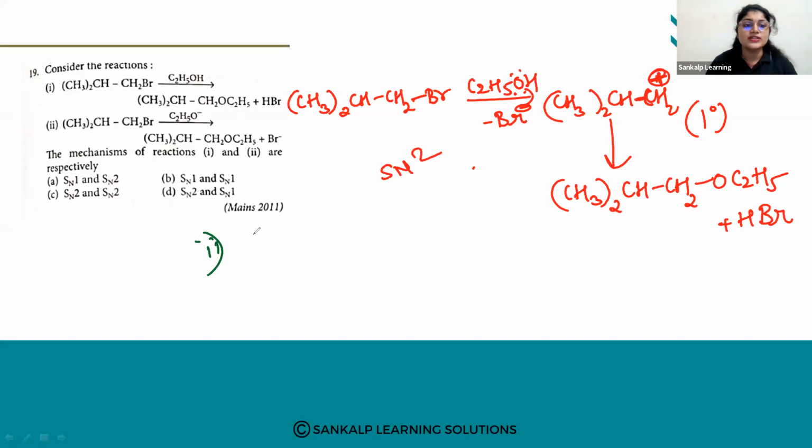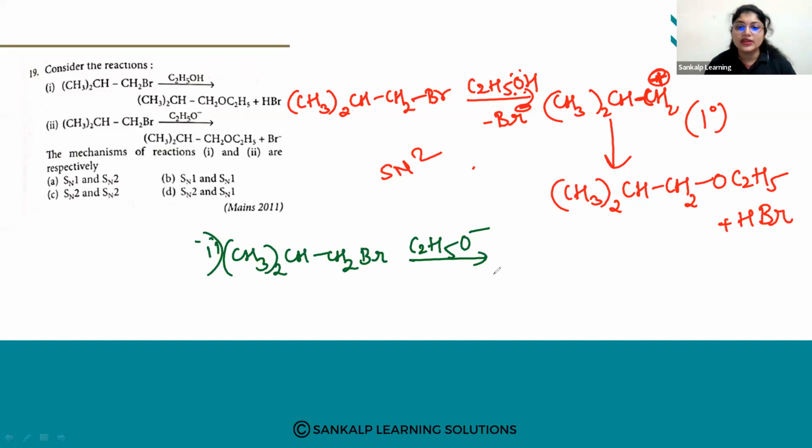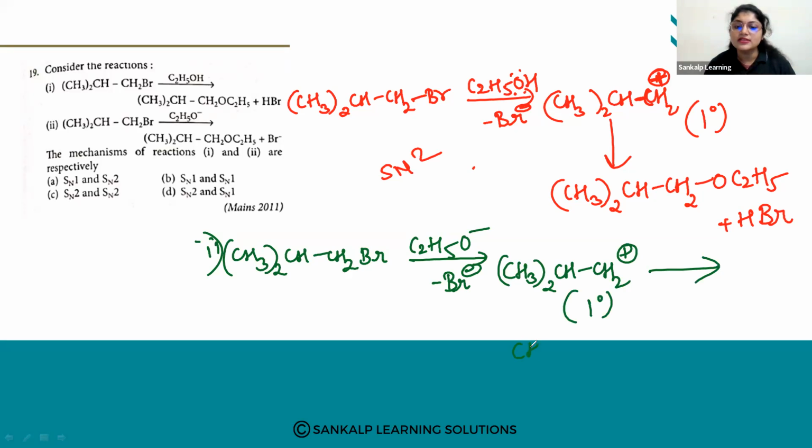Second reaction. What is the second reaction? (CH3)2CH-CH2Br in the presence of C2H5O minus gives you what? Now here again, what will happen? The leaving group will leave, so you will get (CH3)2CH-CH2+. Again, here the carbocation formed is primary in nature, and thus this is also an SN2 mechanism.